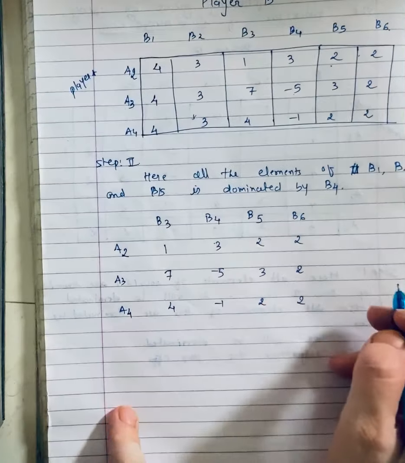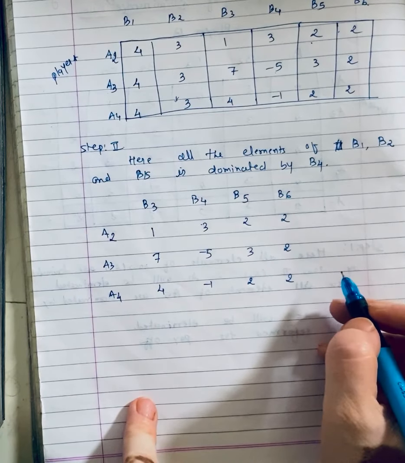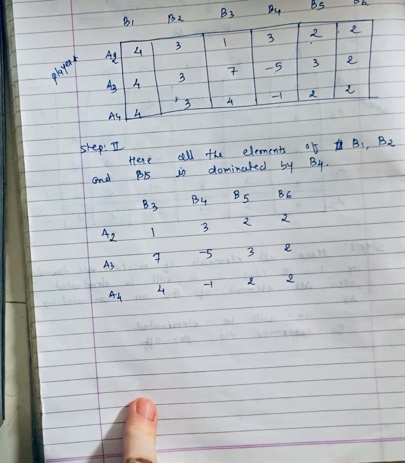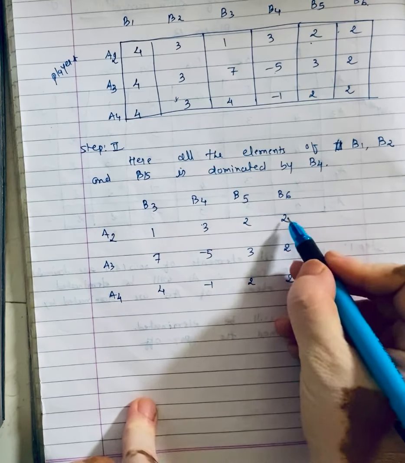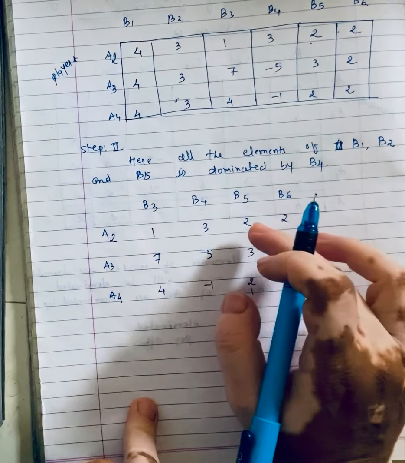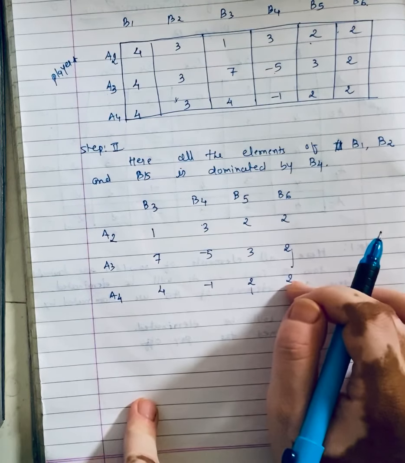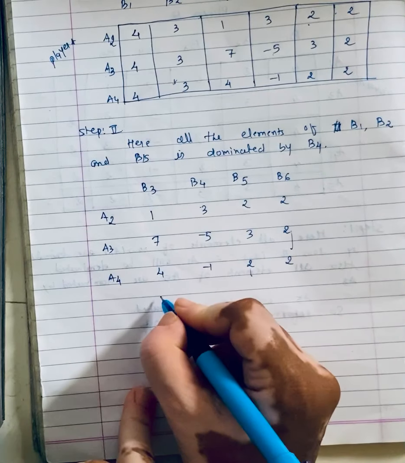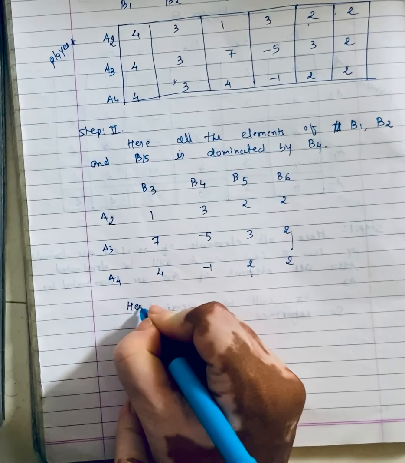Now let's check again whether any column is greater than or equal to any other column. Okay, B5 is greater than B6: the elements of B5 are equal here, and larger here and here. So we also eliminate B5 here.